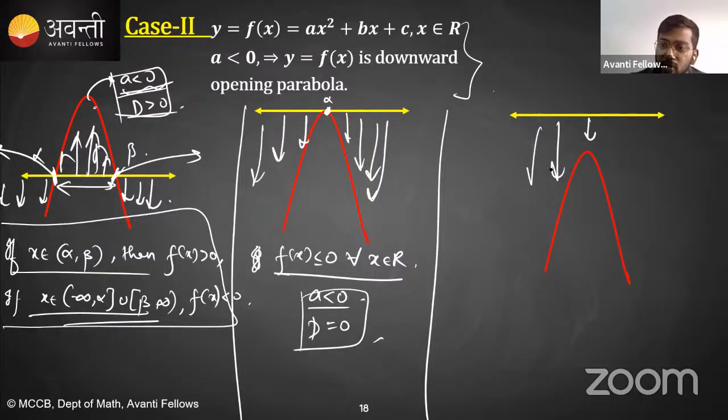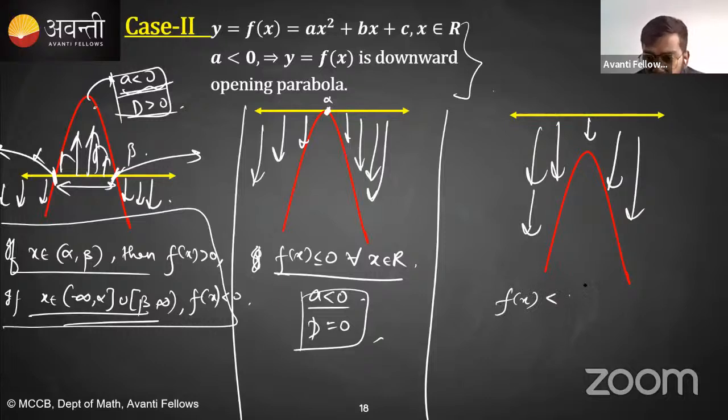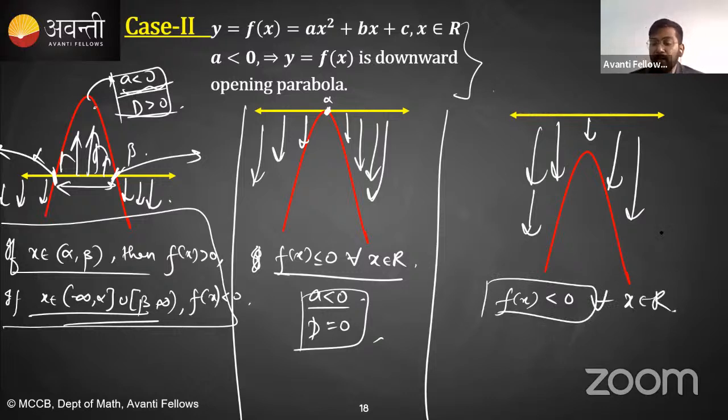Now in the third condition you can see the graph is always below the x-axis. So this means that f of x is always negative, for all x element of R. In this condition I can also say that a is negative since it is a downward parabola, and d is also negative since there are no roots because it is not cutting the x-axis, right?